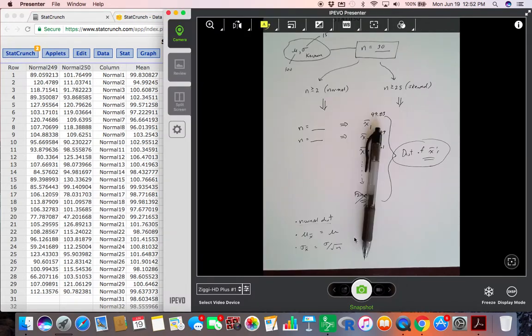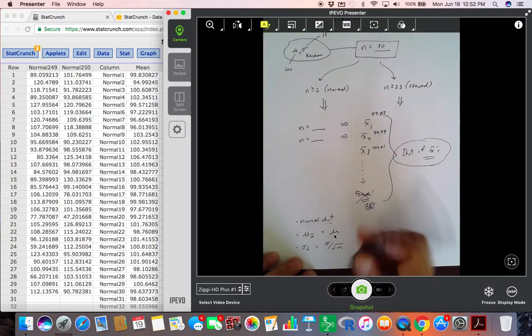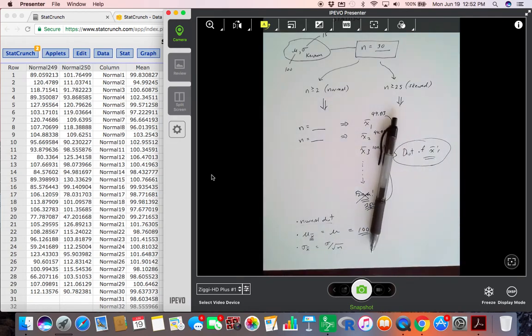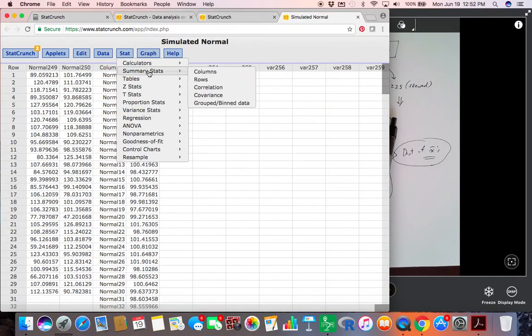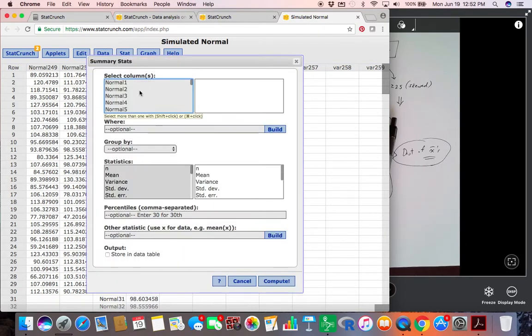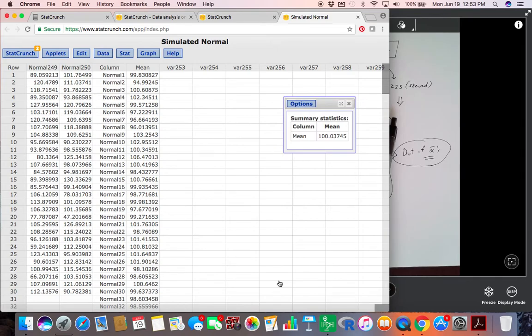But most importantly, the mean of these sample means should be very, very, very close to 100. Well, guys, I can do that. Let's go to Stat. Let's go to Columns. And I want to find the mean of the means. Well, 100.037.